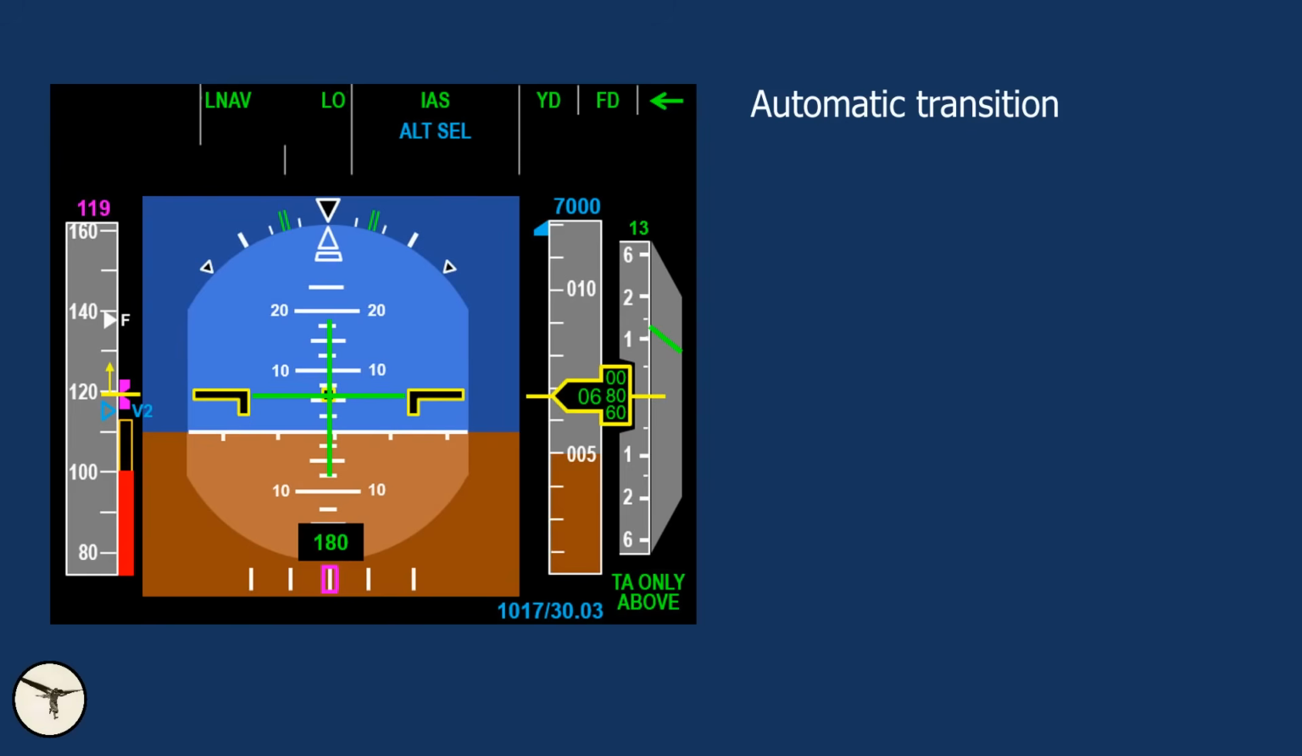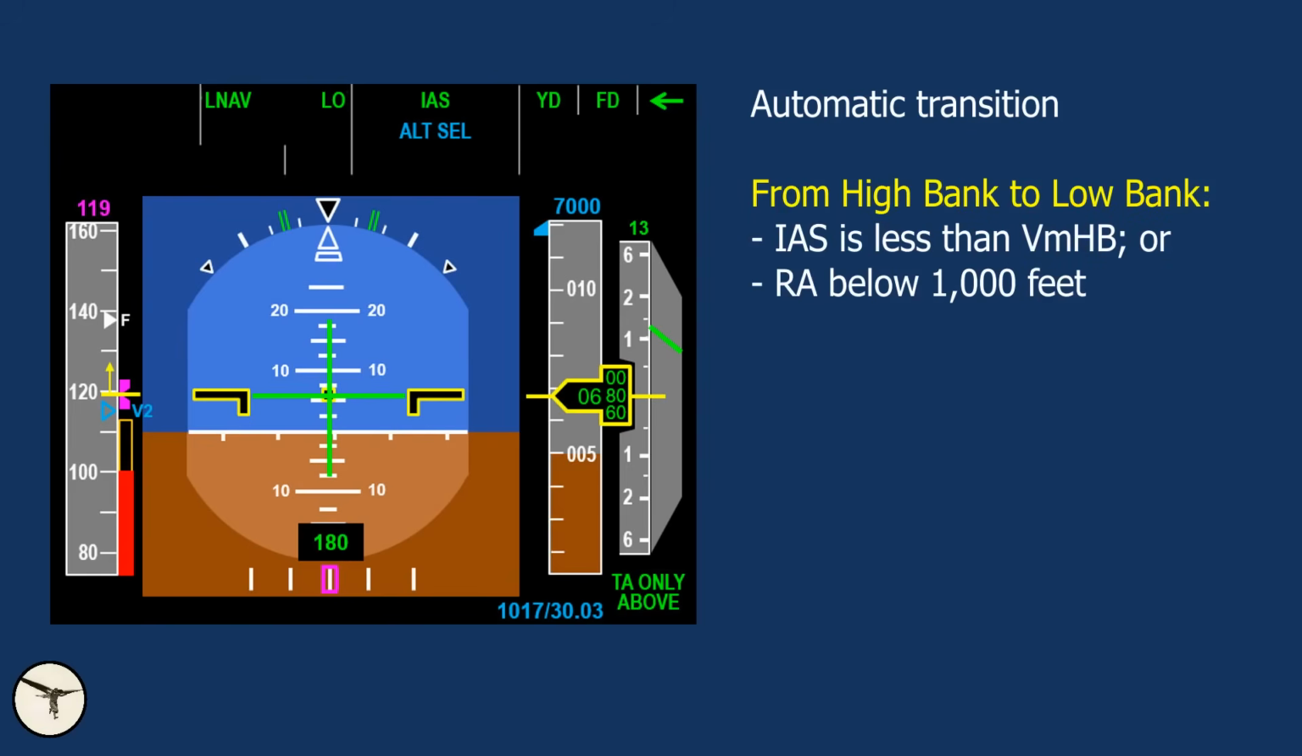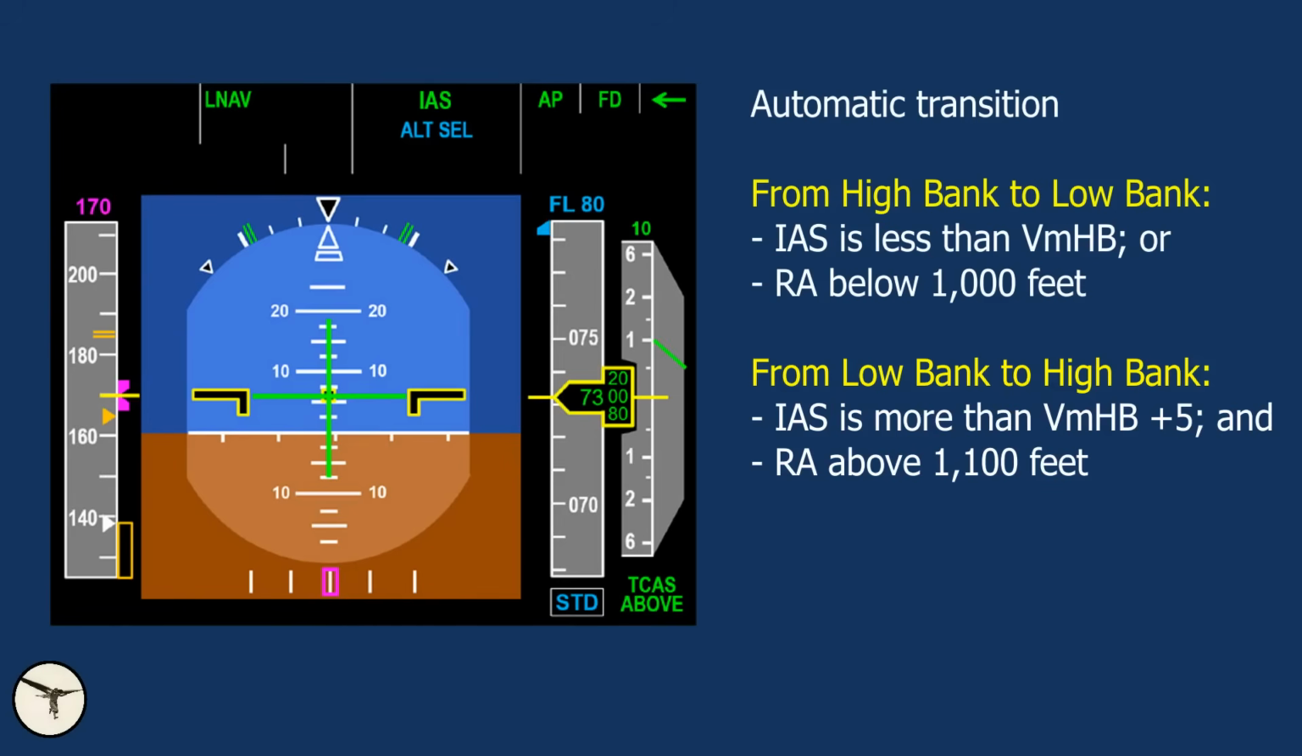The transition between low bank and high bank occurs automatically. Low bank is selected when the indicated airspeed is less than high bank speed or the radio altimeter is below 1000 feet. High bank is selected when the indicated airspeed exceeds high bank speed plus 5 knots and the radio altimeter is above 1100 feet.